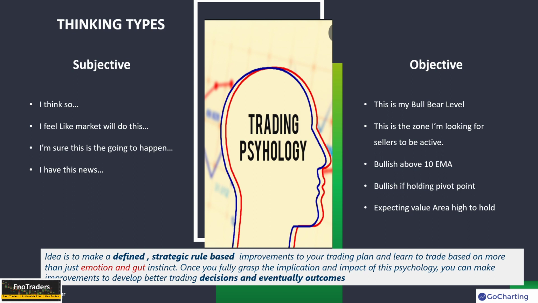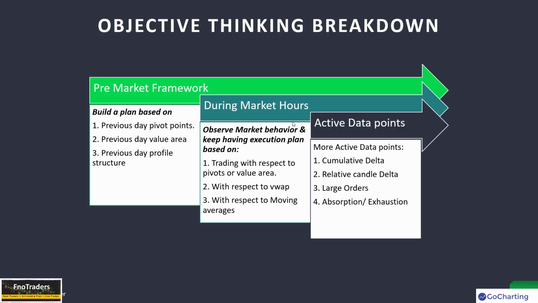Now, having said that, how do you define and put forward an objective framework? That is the next step. How do I start or define objectivity? So I've broken the objective framework into two steps. One is your pre-market framework, then the during-market framework, and within the during-market framework, I'm calling something active data points. Pre-market framework is what? Market hours have not started, you have made a day plan, drawn your levels and everything.